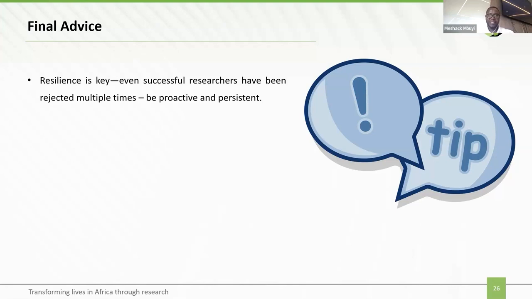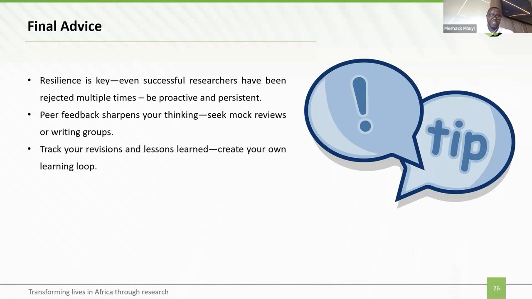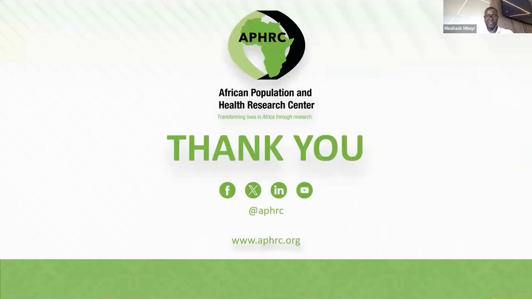Peer feedback sharpens your thinking. Sometimes you can even do mock reviews or writing groups. You need to track your revisions and lessons learned so that you create your own learning loop. It's important to learn from what you're doing. So it's important to document what lessons you have learned in an application process. Then you need to respond to every critique, even the minor ones, and that's the end of it.